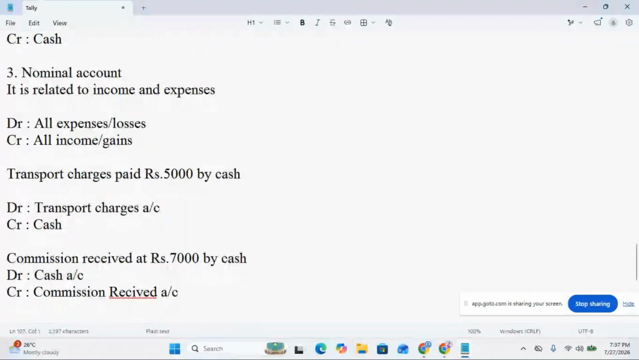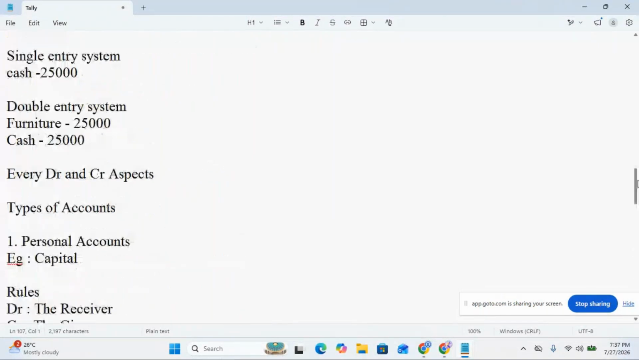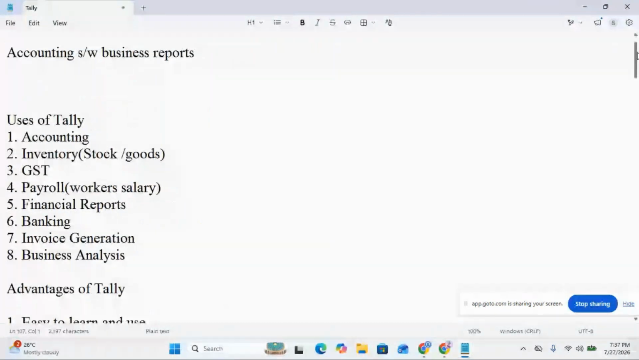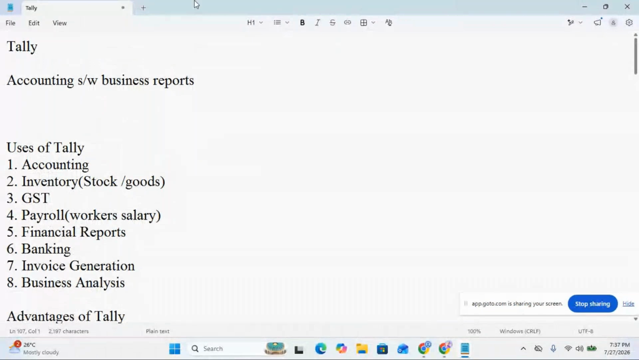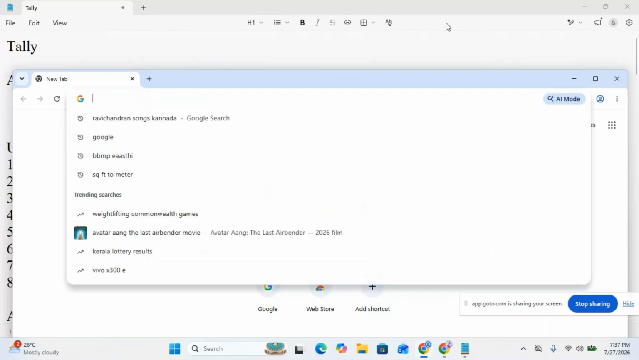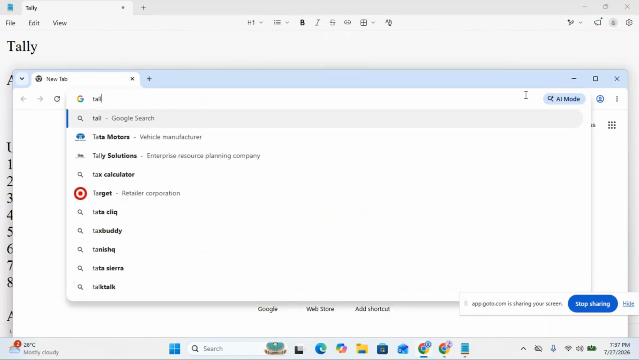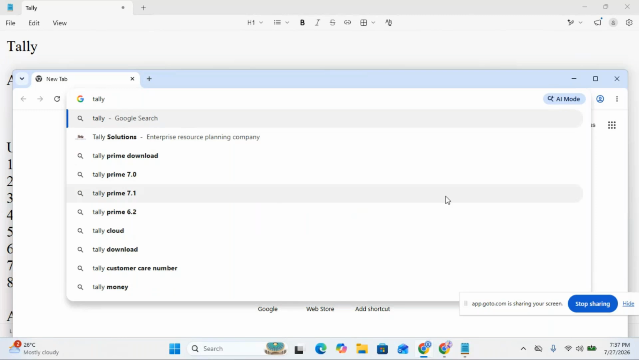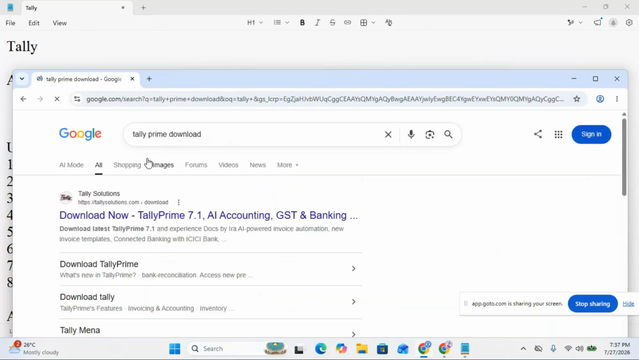Okay. So this is the basic concept of accounts. And tomorrow I'm going to explain how to download the Tally software. Okay, I'll explain today only. If you want to download Tally software, go to Google. Type here Tally Solutions, or directly you can see the option TallyPrime download. Both will take you to the same screen. And the first one, download now.